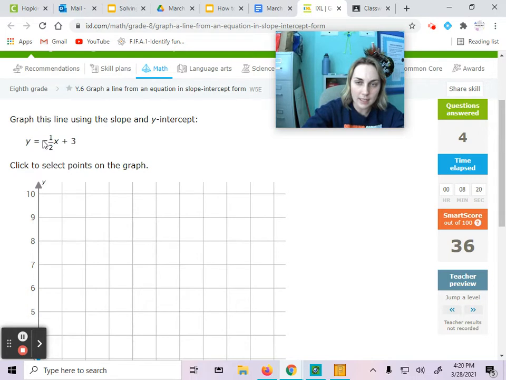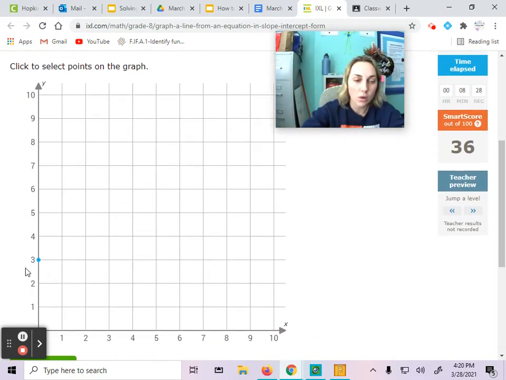So what that means is instead of going up 1 time, I'm going to be going down 1 time, but my run is still going to be the same. So my slope is negative 1, so I'm going to go down 1 time, and my run is 2. So I went down 1, and my run is 2. 1, 2. Plot my second point.